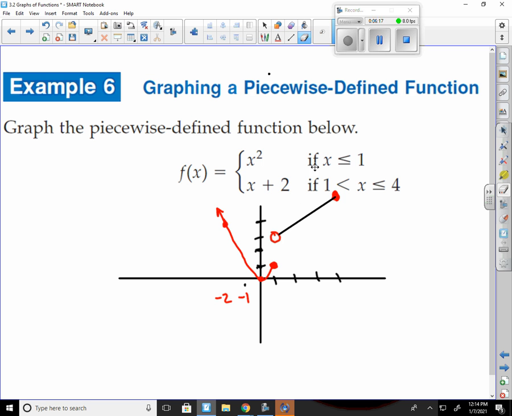Look at our conditions first. Graph this part based on the conditions. This was where x is less than or equal to 1. And then graph the second part based on this condition. We can have piecewise functions that have a lot more pieces to them as well. Usually we'll go up to around 3, maybe 4, but never beyond that.